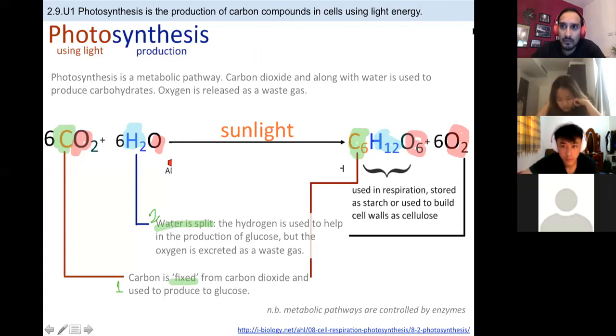Wait, does it matter which oxygen is used as waste product? No. Okay. Can I never make this go there? Oh, there it is. Nice.